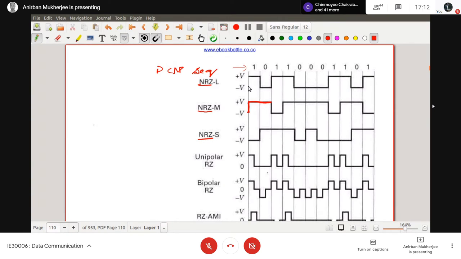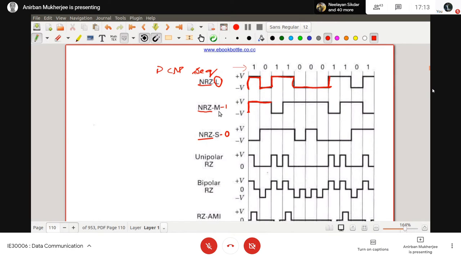Here it is level, and here it is mark and space. Mark means one, space means zero. So please remember that here, if I get one, I will always do a change. Zero means I will go down. Again, one means I will go up. Here one, yes, I will be up. Zero means I will be down. So for all three zeros, I will be down. One means I will always be up like this.